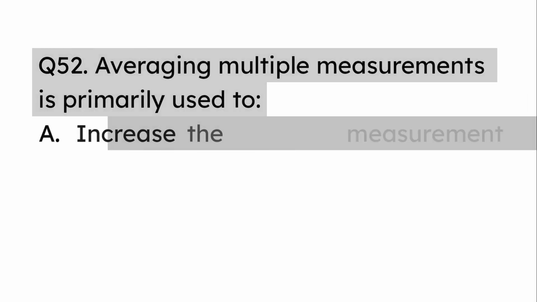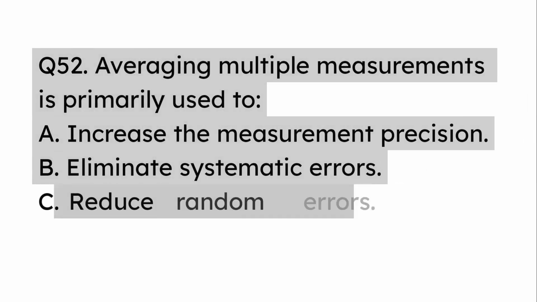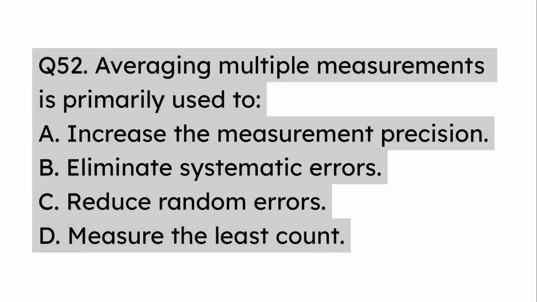Q52. Averaging multiple measurements is primarily used to A. Increase the measurement precision. B. Eliminate systematic errors. C. Reduce random errors. D. Measure the least count.